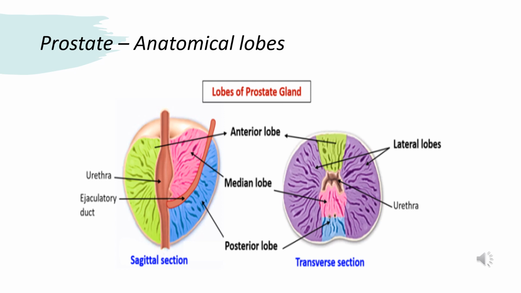So from the clinical point of view, the posterior lobe is important because it's a common site of carcinoma of the prostate gland, whereas the median lobe is the common site for an adenoma of the prostate gland.